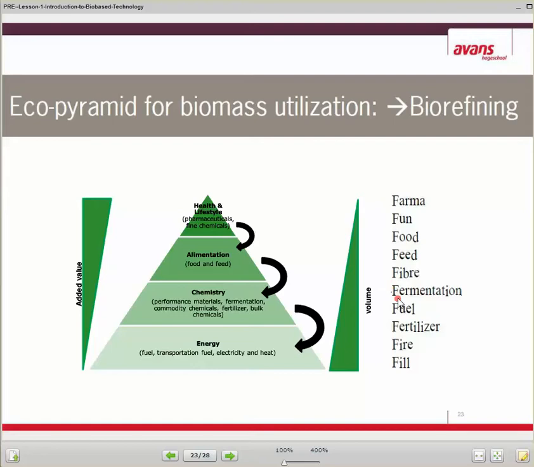Fiber and fermentation. These are lots of products like ethanol, bioethanol, fuel, biodiesel, fertilizer. So just conversion of things like lignins to fertilizer. Fire and fill. These are energy. Yeah. So sometimes people refer to the F ladder, sometimes they also refer to the bio-based pyramid, and you should be able to explain that in your projects.